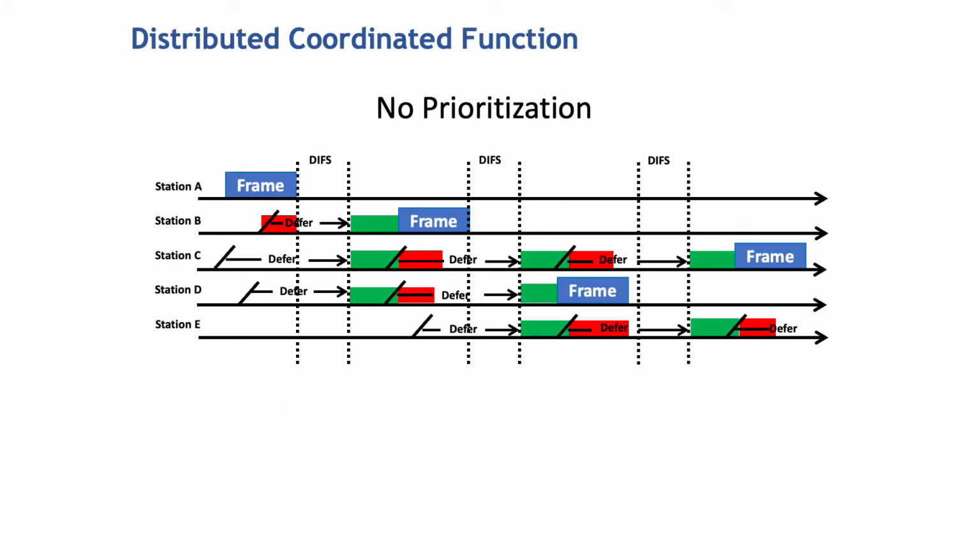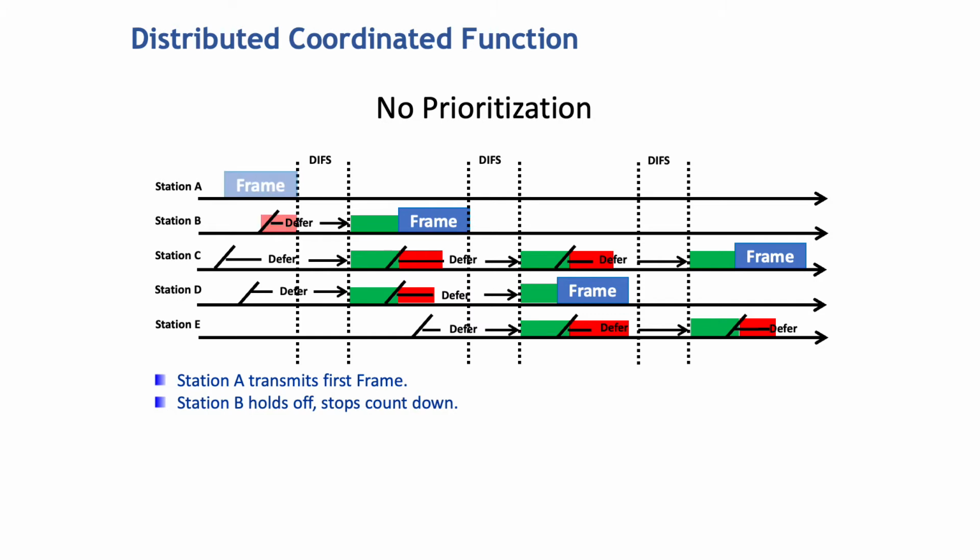Now let's take a closer look at how the distributed coordinated function operates. Here we've got a number of stations, station A, B, C, D, and E, all wishing to transmit data, and we're going to begin with station A, which is in the middle of transmitting a frame. So station A transmits the first frame. Station B has detected that the channel is busy, so it's holding off on the countdown. Basically, it's going to hold off until the timer, which was indicated in the network allocation vector, expires.